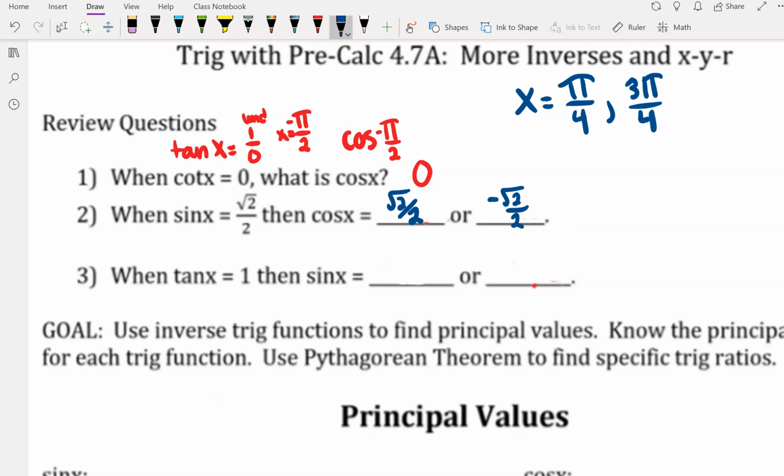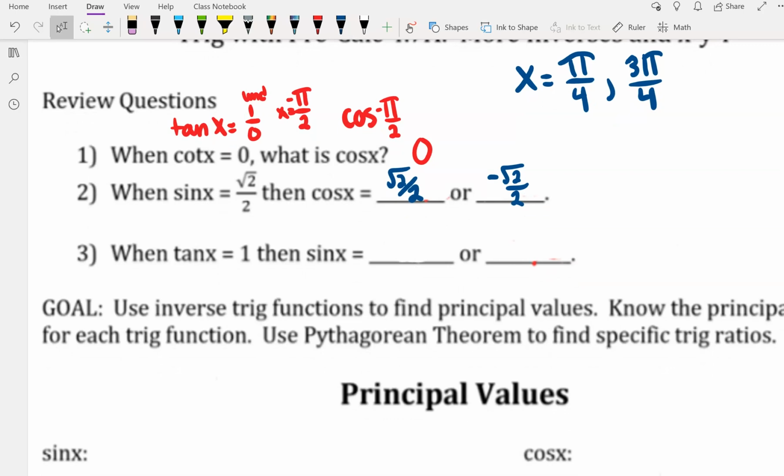All right, the next one, tangent of x equals 1. Tangent of x equals 1 at pi over 4. And then think about a smart trig class: tangent is also positive in quadrant 3, so that's going to be 5 pi over 4. So that's quadrant 1 and quadrant 3.